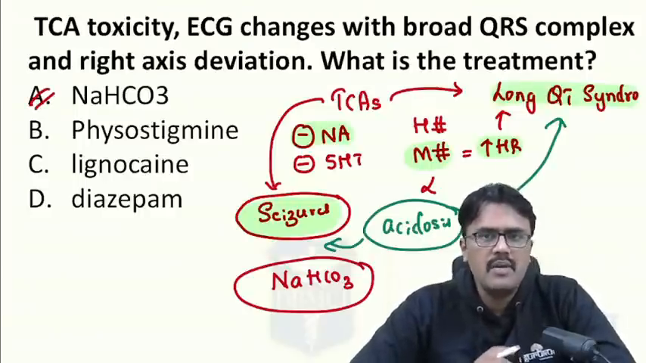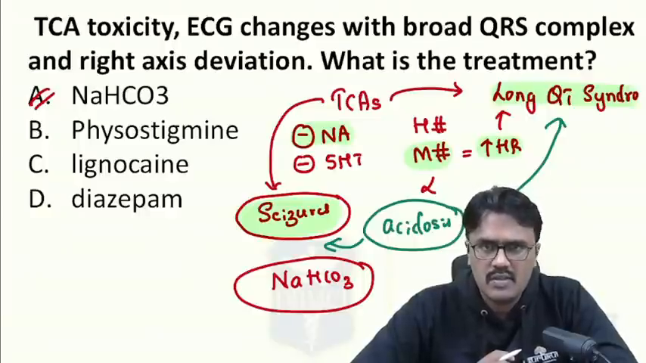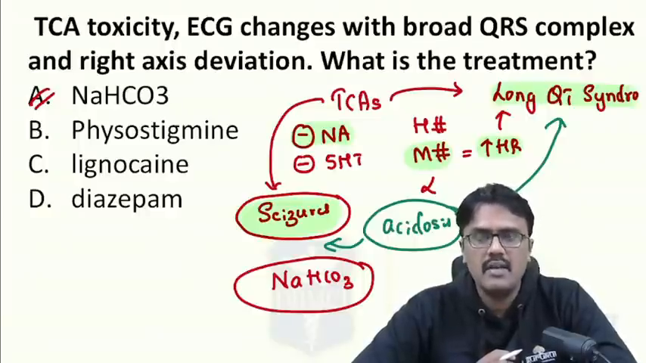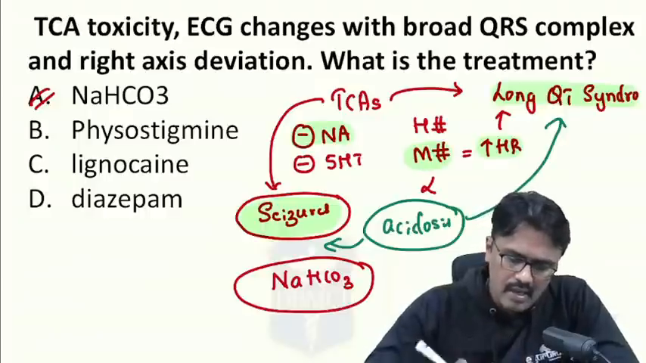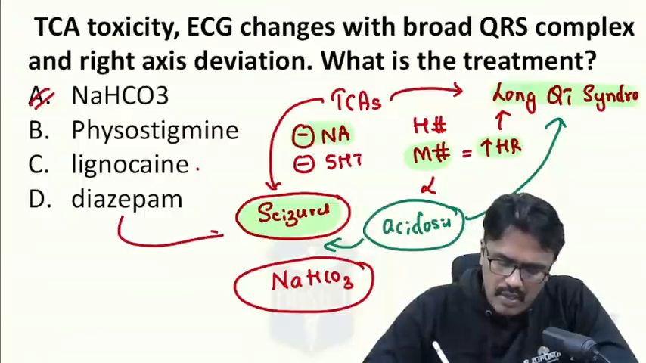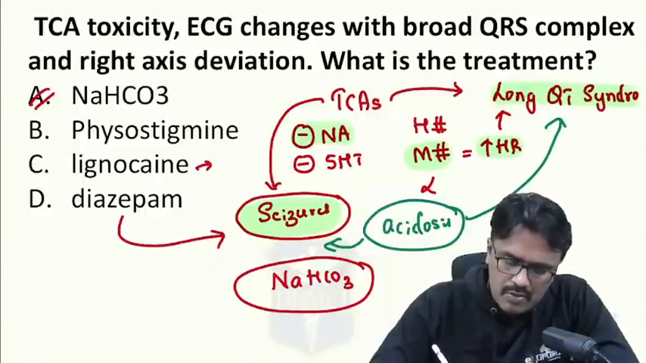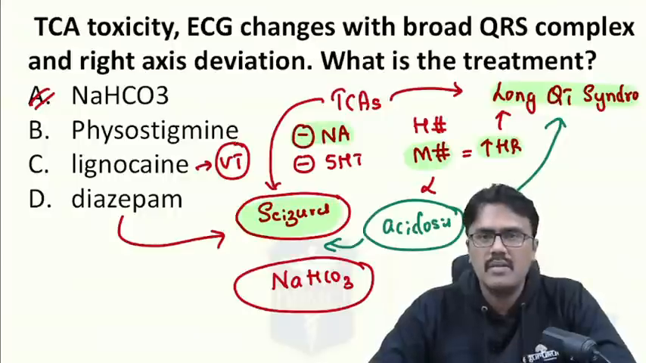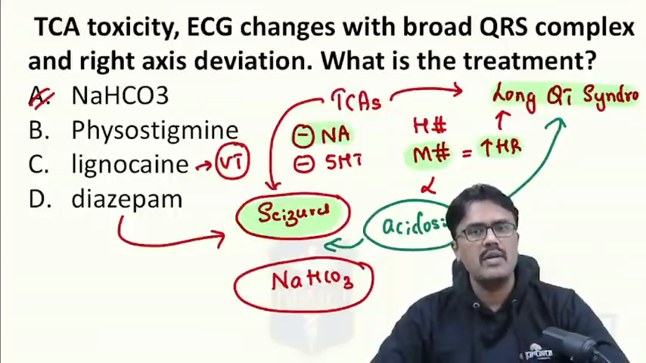Can we use physostigmine? Now, physostigmine is not used for this condition. It itself can increase the risk of arrhythmias. Lignocaine, yes, we can use lignocaine if you suspect ventricular tachycardia. Diazepam is used to manage seizures. Lignocaine if you suspect VT. This is the purpose. So the answer will be sodium bicarbonate.